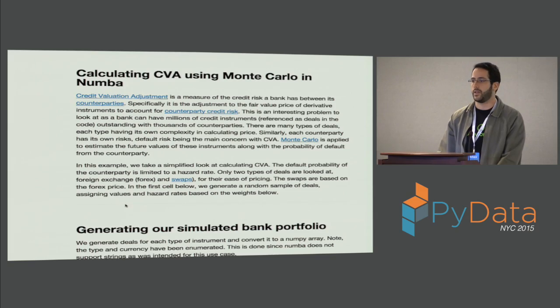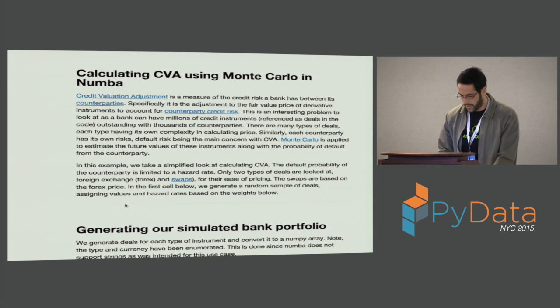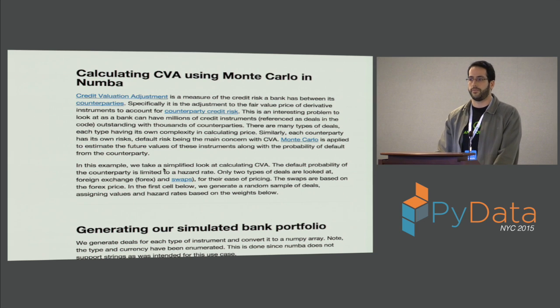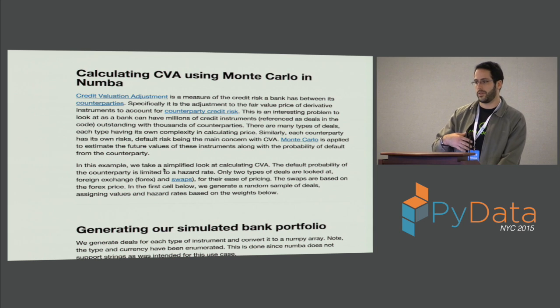My name is Richard Postelnik, and I'm a developer for Continuum Analytics. My background's in financial engineering. So today I'm going to present a demo on calculating credit valuation adjustment using Monte Carlo and Numba. Credit valuation adjustment is a way to price a derivative instrument and account for counterparty default. So this is the likelihood that the person that bought your credit product is going to default on the deal that you made together.